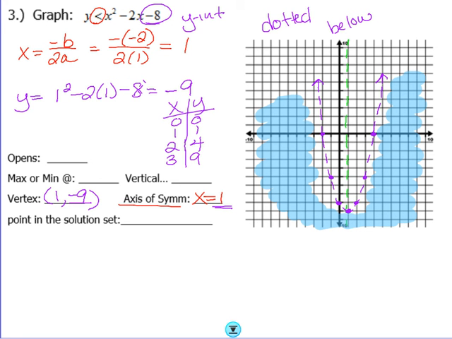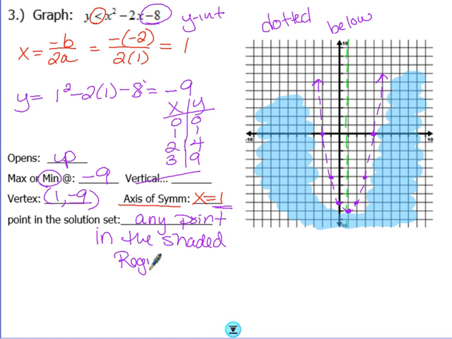To answer our questions, it is opening up. We have a minimum value at negative 9. Is this a vertical stretch or shrink? It is neither because our a is 1. And then a point in your solution set can be any point in the shaded region. So an example could be negative 5, 0.